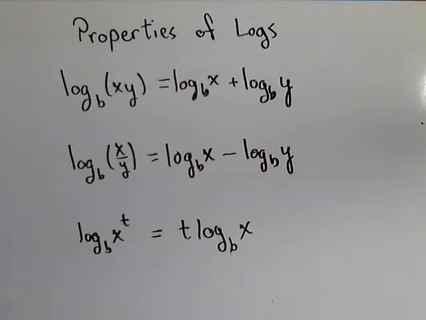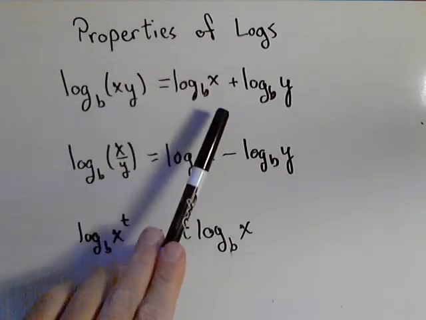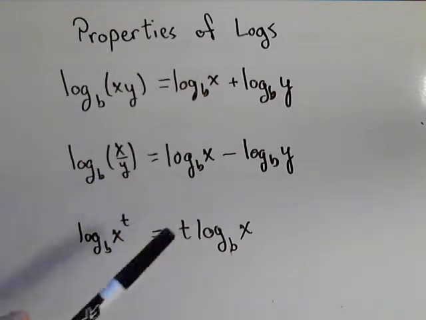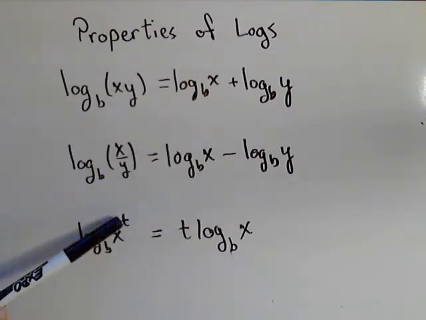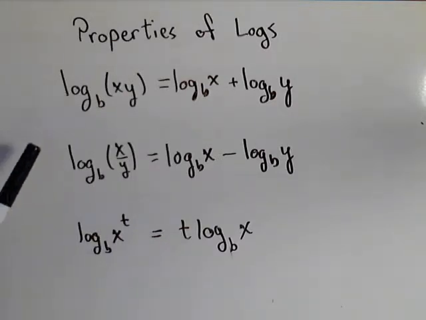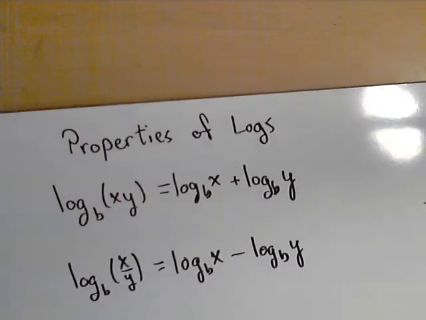In this video, we're going to work a little bit with properties of logs. In particular, our three main properties. The first is the product to sum property. The second is the quotient to difference property. And finally, the exponent property, which allows us to pull an exponent out front. So we're going to use these three properties in order to solve some expressions involving logarithms.